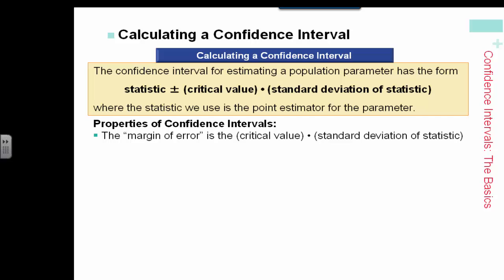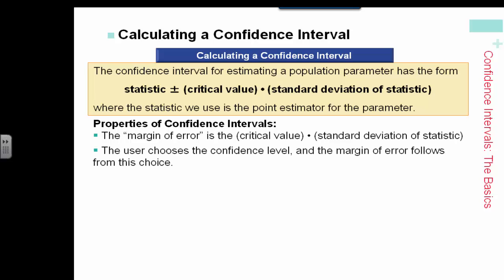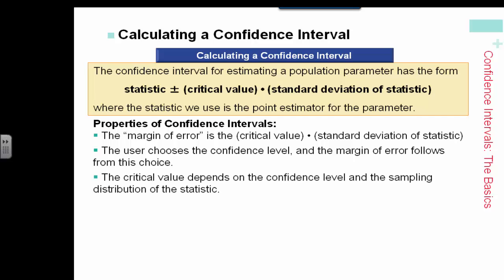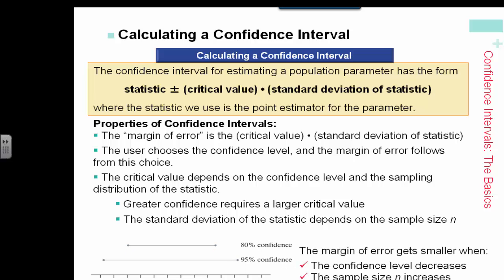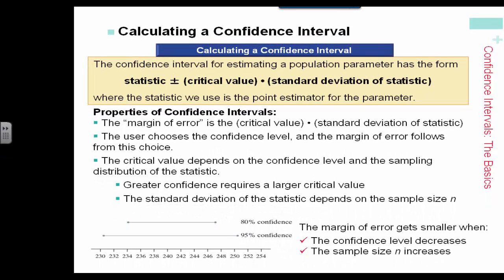Properties of confidence intervals. The margin of error is the critical value times standard deviation of statistic. The user chooses the confidence level, and the margin of error follows from this choice. The critical value depends on the confidence level and the sampling distribution of the statistic. Greater confidence requires a larger critical value. The standard deviation of the statistic depends on the sample size n. The margin of error gets smaller when the confidence level decreases and the sample size n increases.